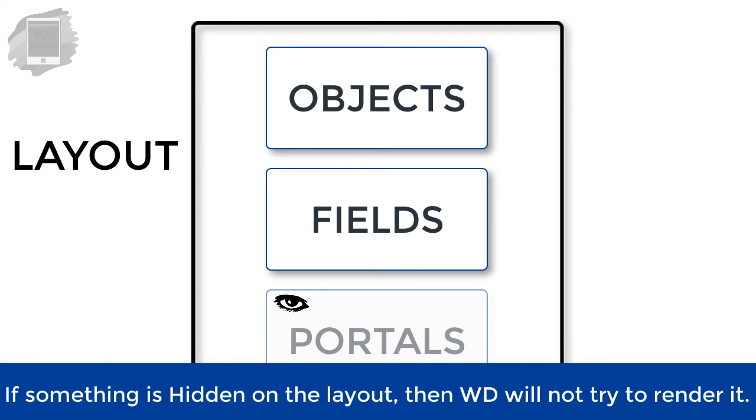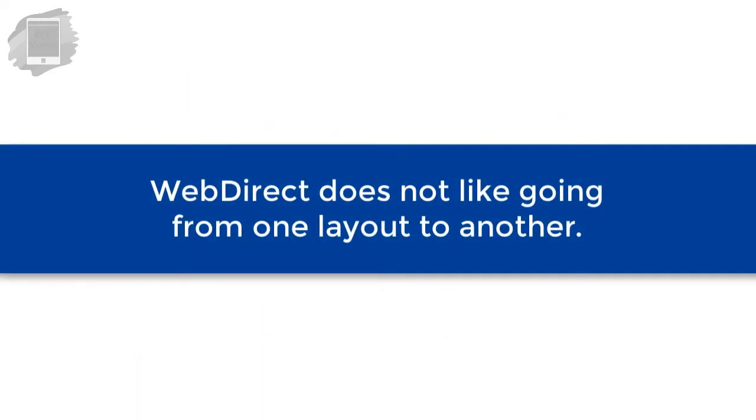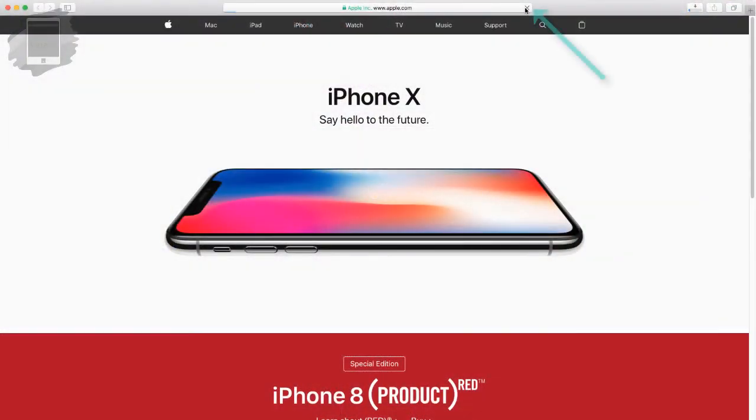That is very important, because WebDirect doesn't like going from one layout to another. This is where you get the feeling of it being slow, because you need to dump what you have and then reload everything. It's pretty much like when you click reload on a web page, it reloads everything. When you load apple.com, it's not instant, it's reloading, it's coming in. WebDirect is the same thing, so you don't want people to leave the layout.